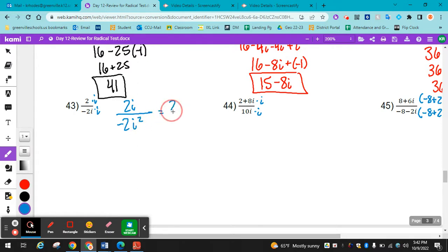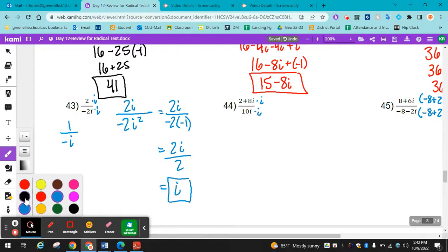So this is 2i over negative 2 times negative 1. So that's just 2i over 2. And then the 2 and the 2 is 1, so it's just i. You know, you can reduce that here too. 2 over 2 is 1 over negative i. That's interesting to see. So i over negative i squared, and negative i squared is negative 1.